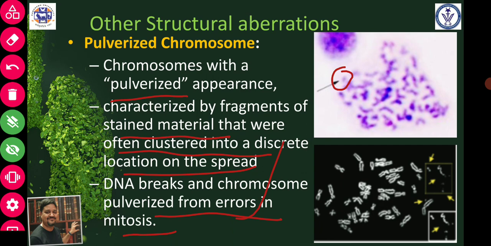So this is the structural aberration, and this pulverization and ring chromosome are mostly the product of chemical mutagens. This result may be due to the effect of a chemical mutagen, and this is commonly seen in the people who were affected by the Bhopal gas tragedy or the Chernobyl atomic leakage incident. So in those individuals, in their karyotype, we can see the pulverized chromosome or ring chromosome.